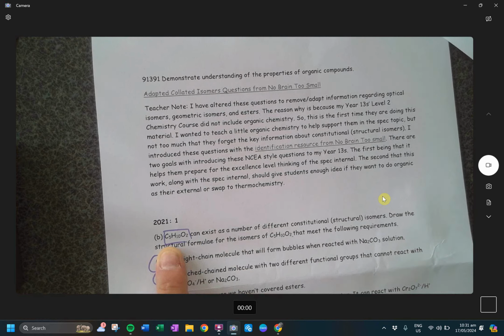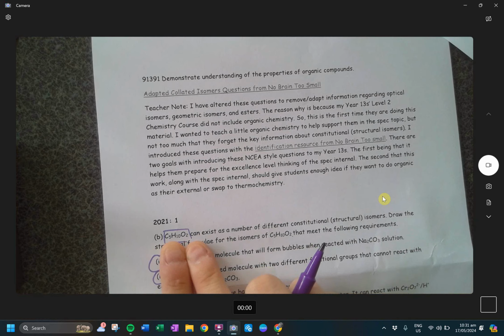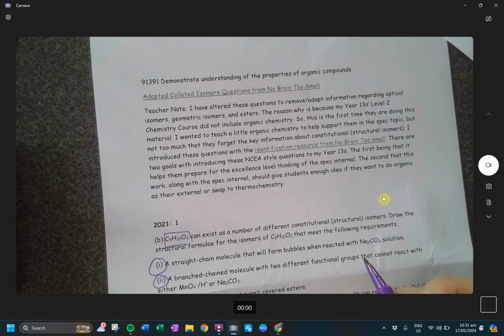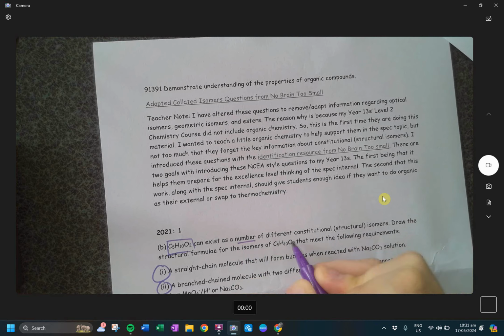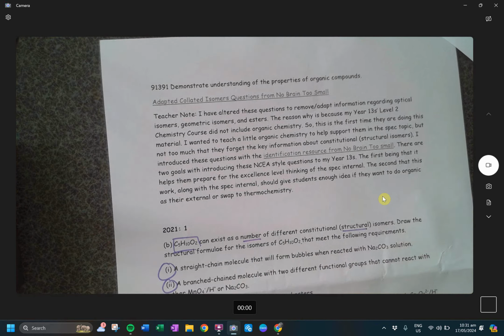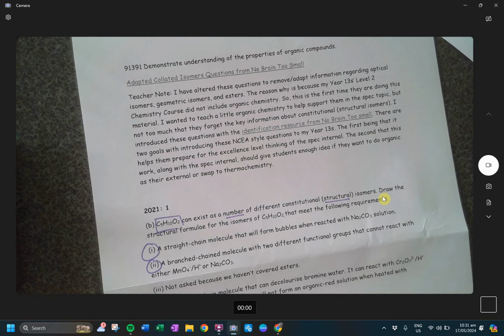All right, so you've been given a molecular formula similar to some of the stuff we've given on the Kahoot. It says that there's 5 carbons, 10 hydrogens, and 2 oxygens there. From that, a number of different constitutional isomers or structural isomers can exist, and they want you to figure out which possible isomers are there.